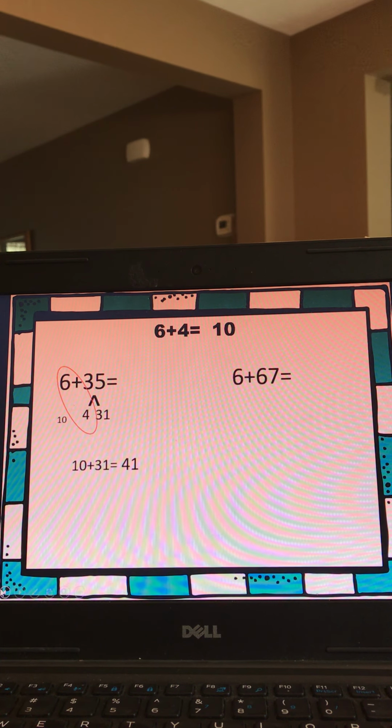All right, I want you to try this out by yourself. For this last problem, 6 plus 67. I want you to shut the video off for just a minute and try and figure it out for yourself.